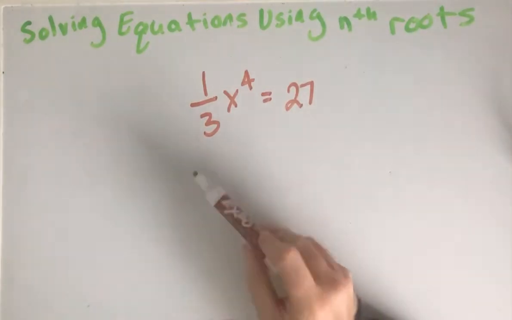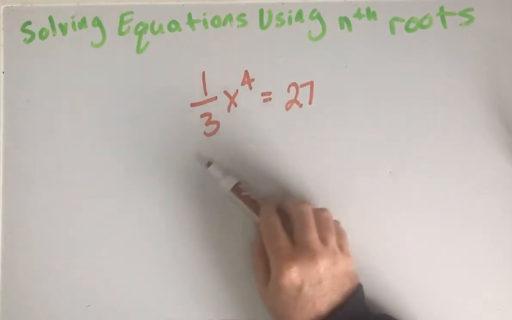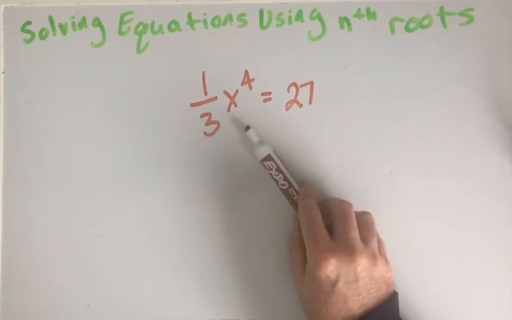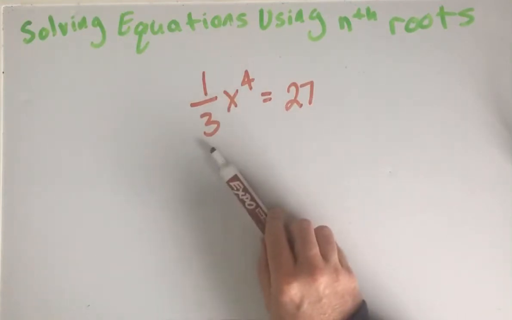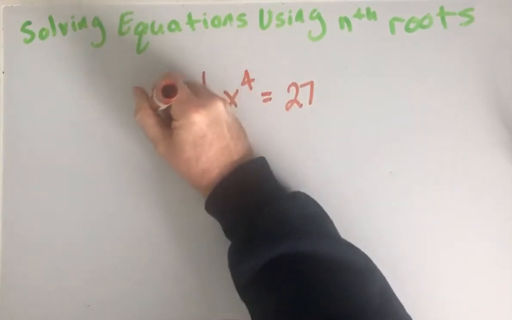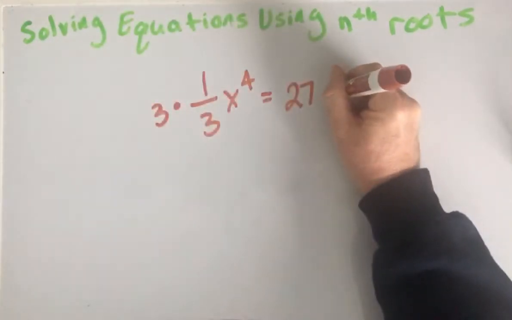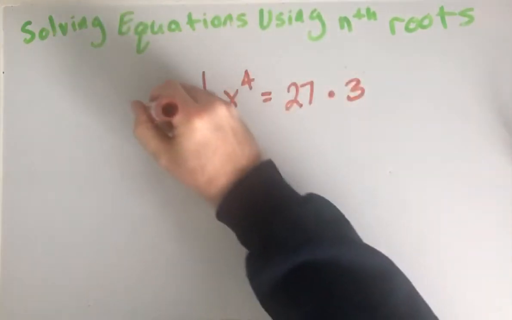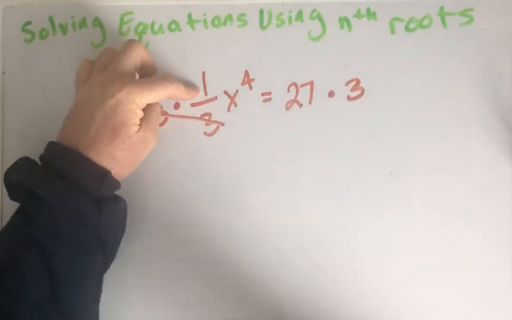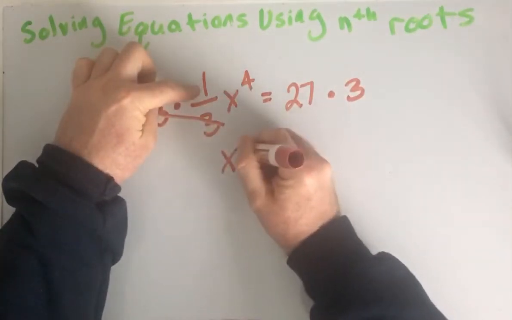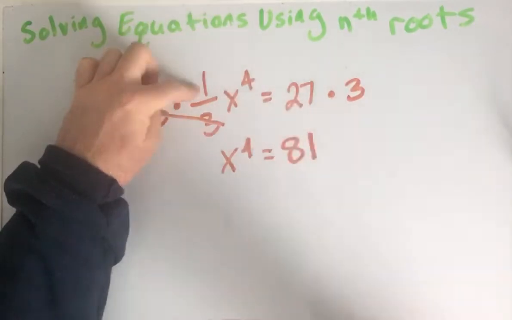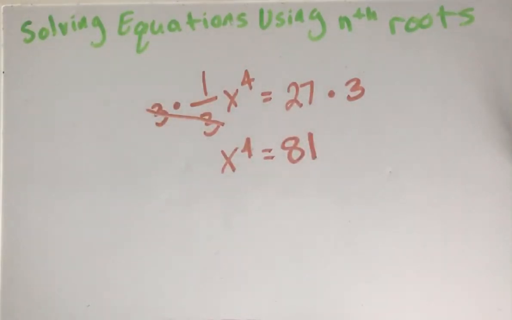Well, if your coefficient is a fraction, first thing I would do is multiply by the denominator of the fraction in order to get rid of the fraction. So I'm going to multiply both sides by 3. And what that's going to do is get rid of the denominator. And since there's only a 1 on the top, that's going to leave me basically with x to the 4th is equal to 81. Okay?